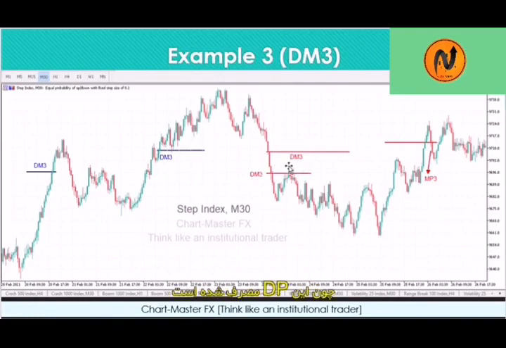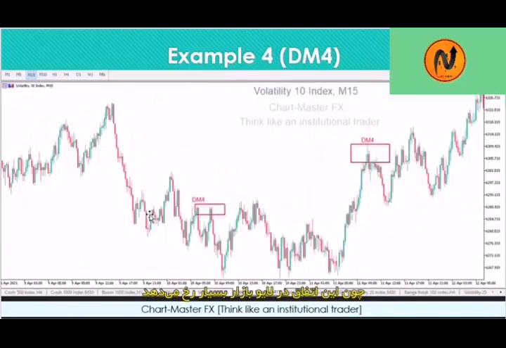So guys, you need to check for that. It's very, very, very important, because these things actually occur most of the time on the live market. So guys, let's go to example number 4.